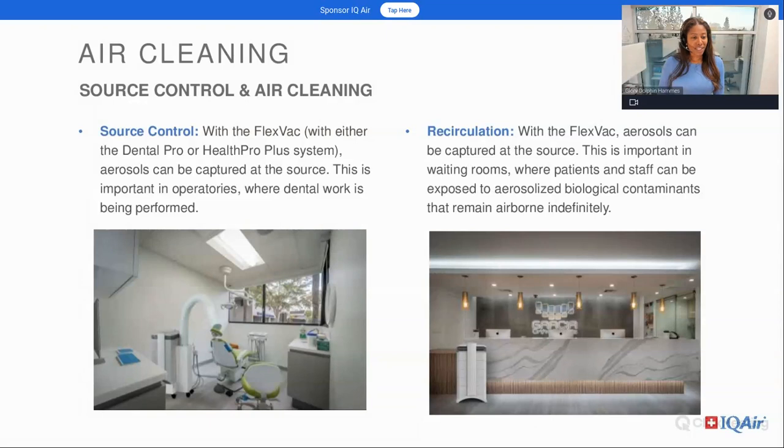Now we're talking about air cleaning, source control using the FlexVac. That's a little bit of an older FlexVac, I believe, with that hose. And you see that operatory is pretty much a closed operatory for that one particular patient. And source control, of course, being the priority. Recirculation, this is at Garcia's orthodontic practice. And you can see that he is using the Health Pro Plus, we call it the HPP sometimes, to recirculate within the reception area that he has.